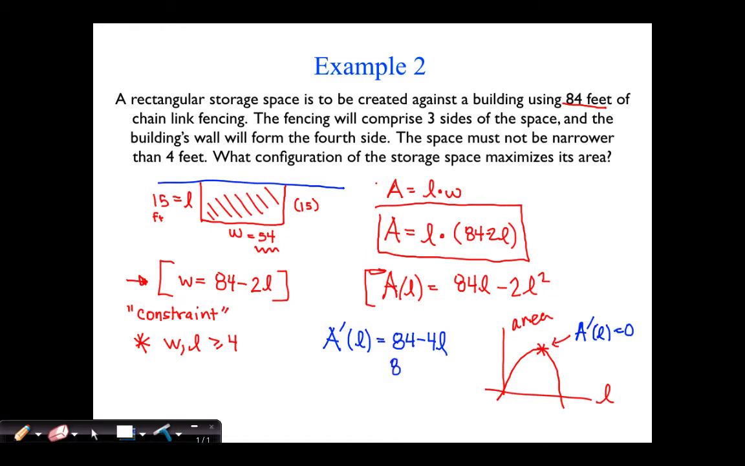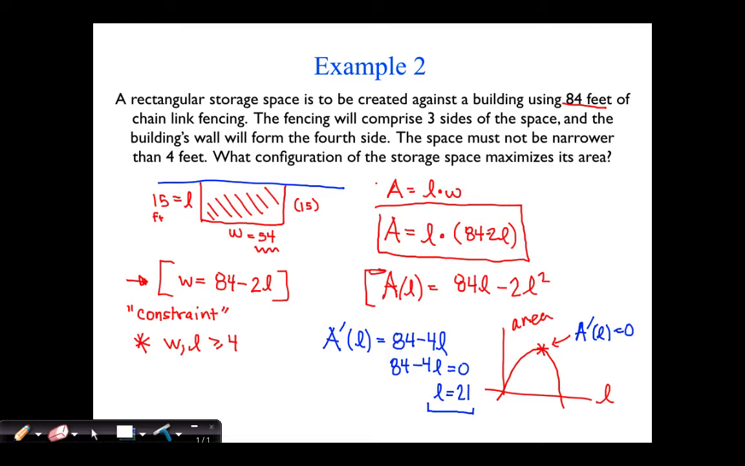And I can solve for that just by nice, simple algebra. 84 minus 4L is 0. So solving this, I should get L equals 21, right? Subtract and divide sort of things. So we just need to check and make sure that this fits all of our requirements, that this doesn't cause anything to violate one of our constraints. If it did, we'd need to check our endpoints or other points.